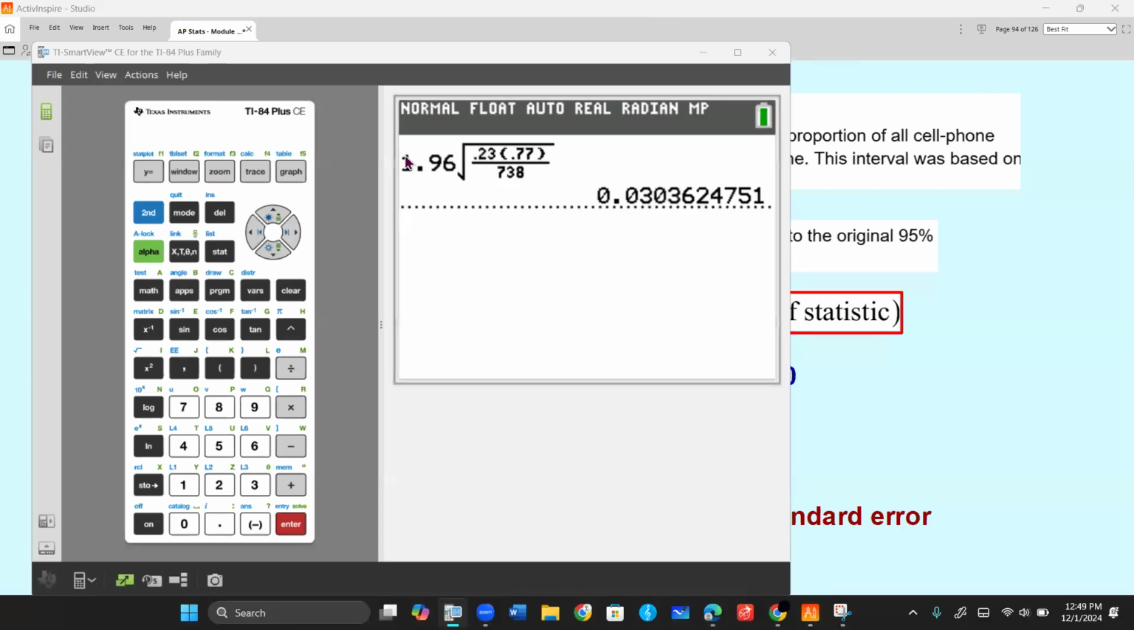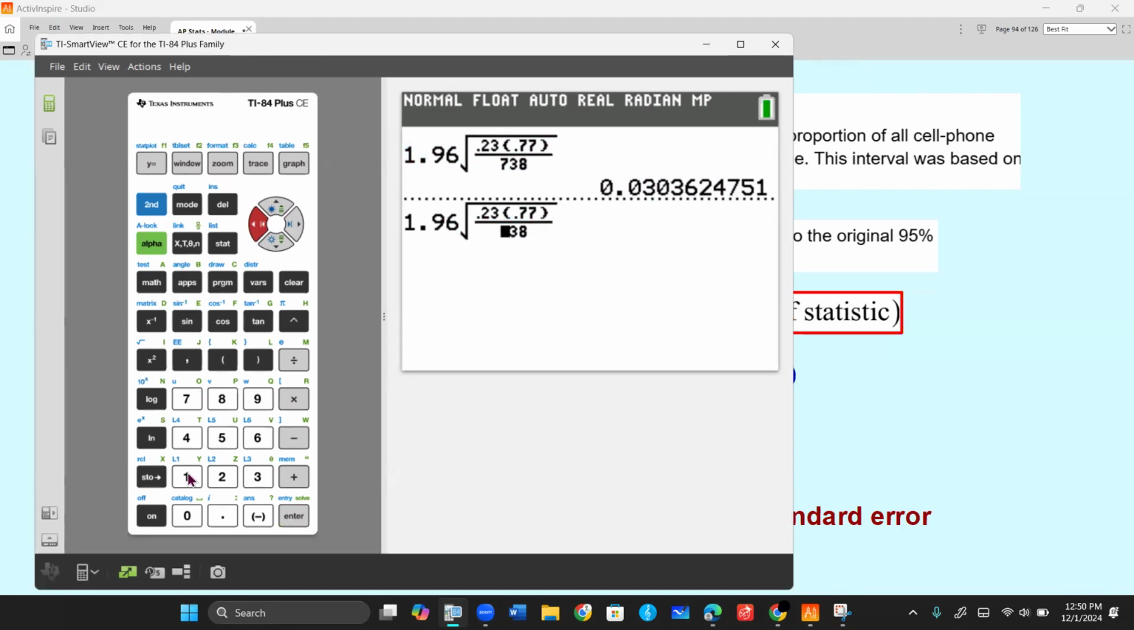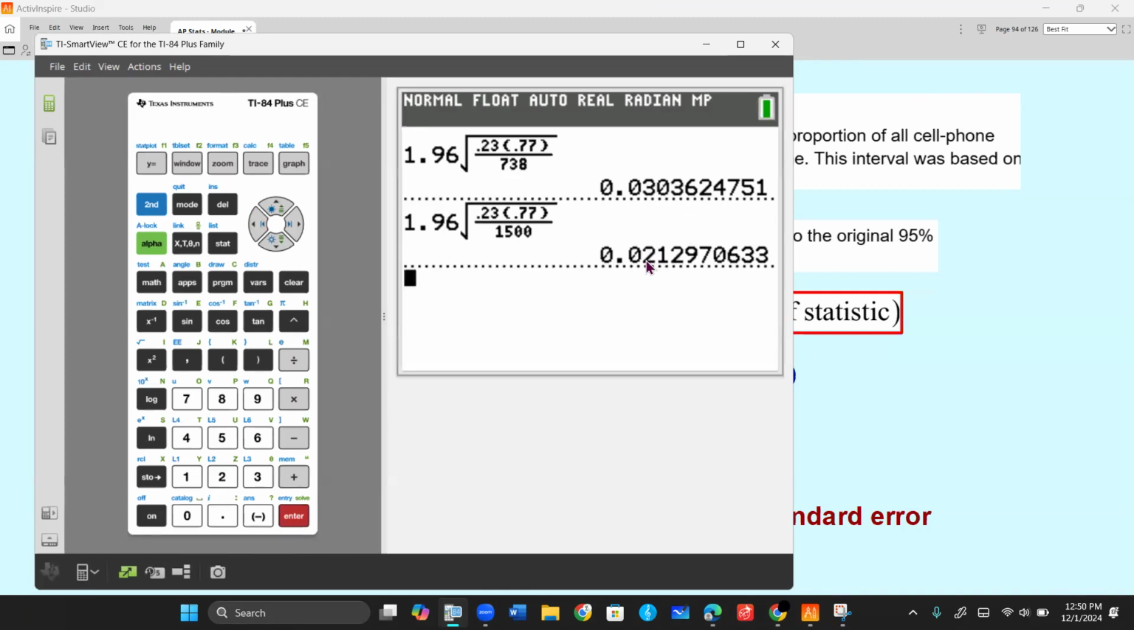So take a look at this calculator operation here. If I plugged in 23%, 77% for my p hat, 1 minus p hat, and my 738 is my sample size, and I kept the same critical value, notice I get a margin of error of about 3%. Now, if I do that again with a sample size difference, keeping everything else the same, so what was it, 1500? It will decrease my margin of error, which is going to be about 2.1%. So a larger sample size will decrease the margin of error.